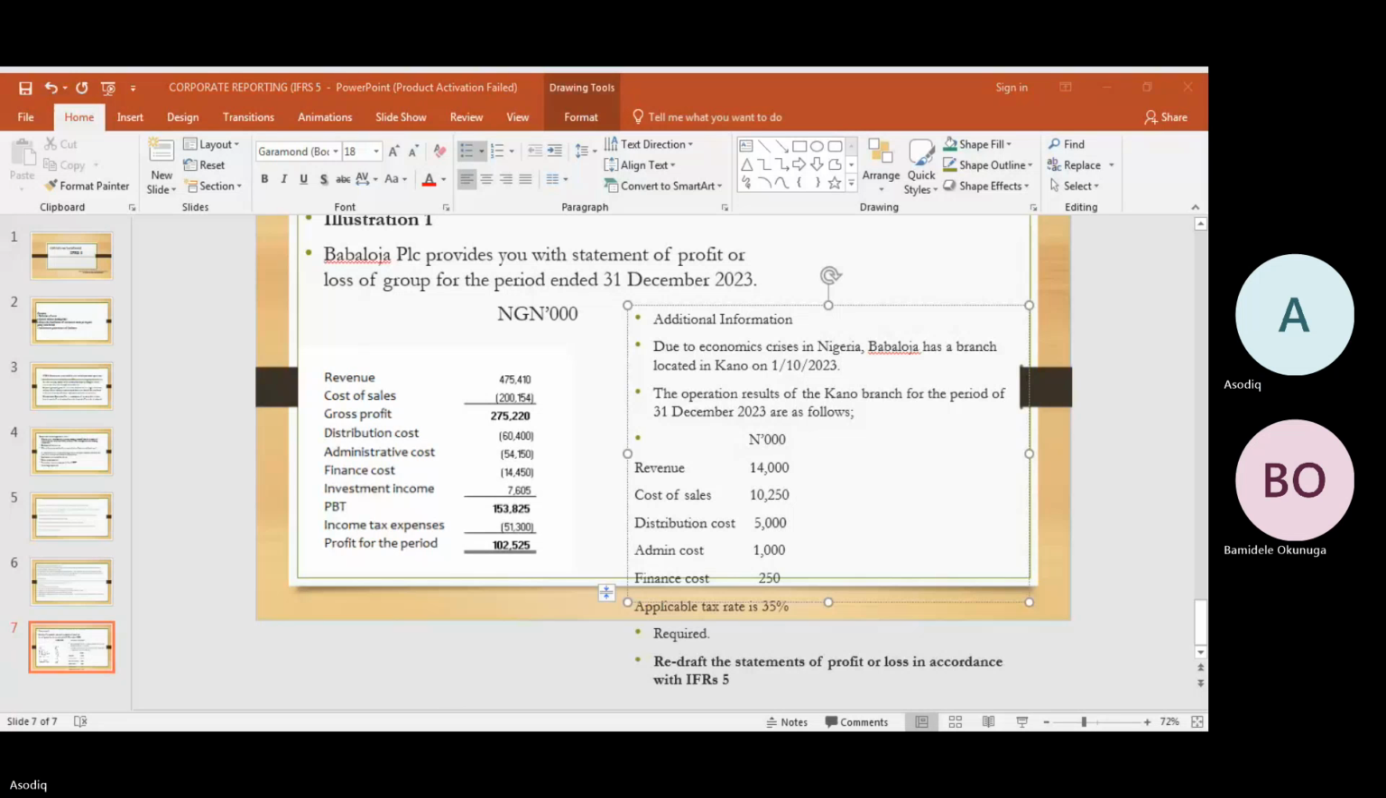Now, I have my statement of profits or loss for the year ended 31st December 2023.